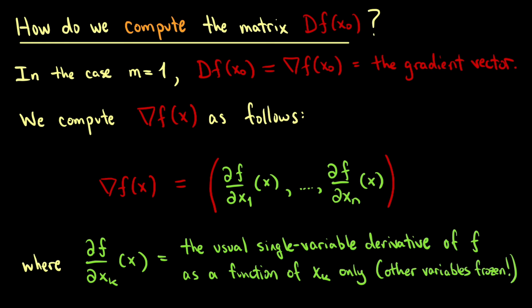Okay, the gradient vector is the list of the partial derivative of f with respect to x1, then the partial derivative of f with respect to x2 at x, and so on, up to the partial derivative of f with respect to xn.